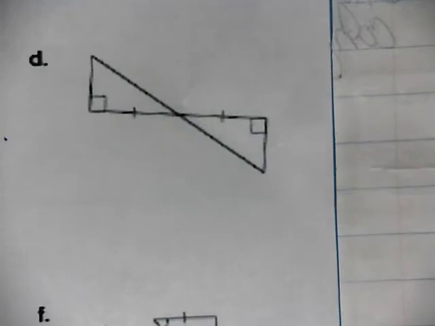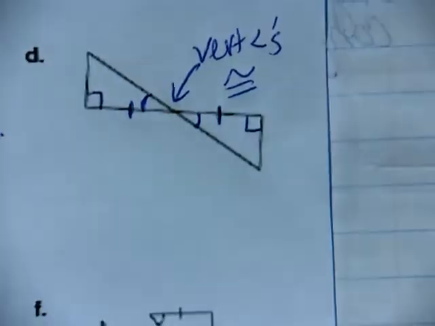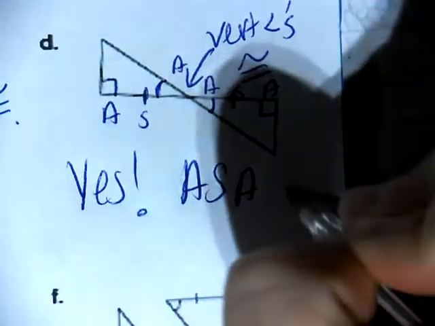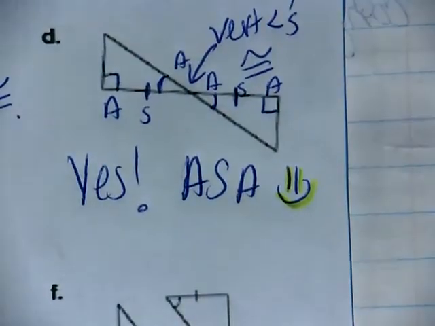All right, so let's go ahead and look at letter D. So for letter D, I see that we have right angles, which is nice. I see that we have a tick mark, which is nice. And I once again see those vertical angles. And so I'm going to mark those vertical angles up. Vertical angles are never going to be marked in for you. It's going to be your job to recognize when you have vertical angles that are congruent. And once again, we have angle, side, angle, angle, side, angle. And so yes, we can prove these triangles congruent by angle, side, angle this time. And I'm going to put a smiley face in yellow because that's happy.